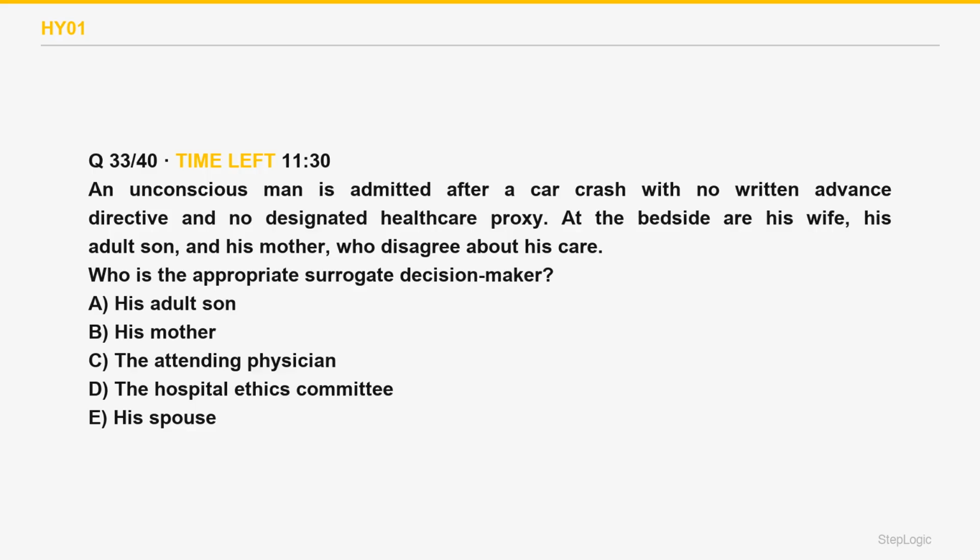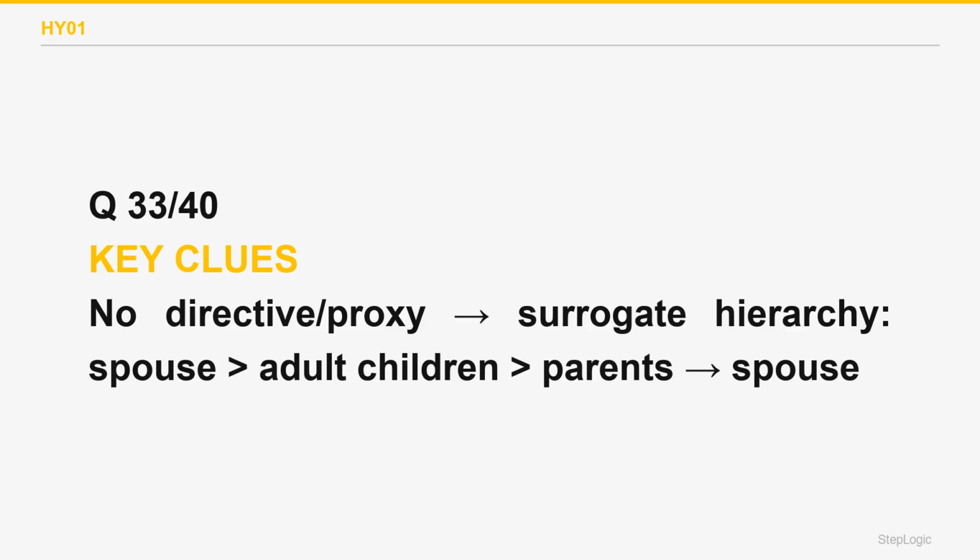Who is the appropriate surrogate decision maker? An unconscious man is admitted after a car crash with no written advance directive and no designated healthcare proxy. At the bedside are his wife, his adult son, and his mother, who disagree about his care. Read the command: identify the surrogate. With no directive, follow the legal hierarchy of surrogates.